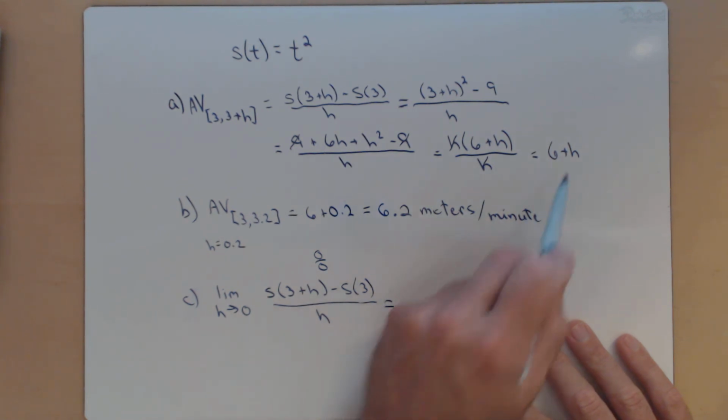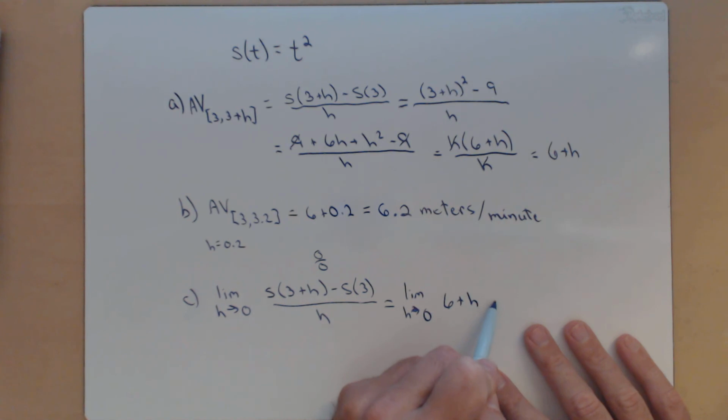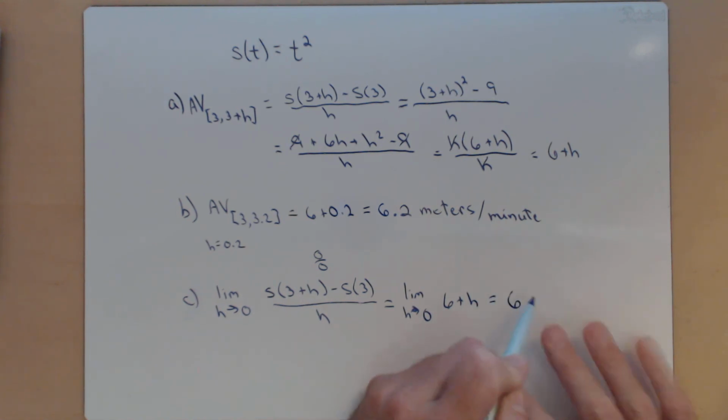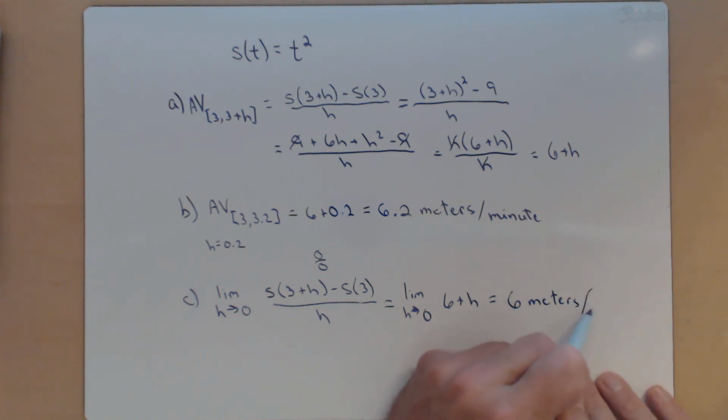Well, as we saw through our simplification, we're doing the limit as h goes to 0 of 6 plus h. This one can be solved via direct substitution, so plugging the 0 in for h, we get 6. And so the instantaneous velocity at 3 is 6 meters per minute.